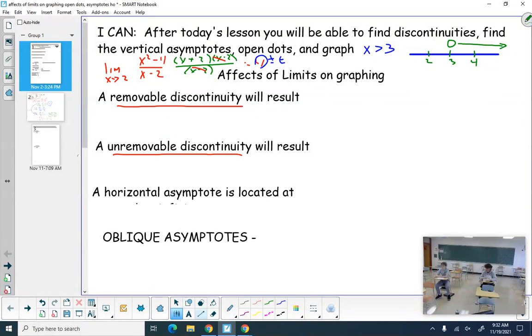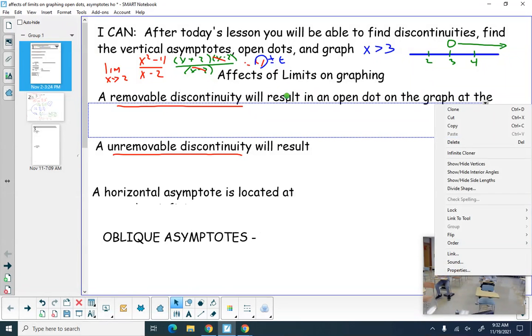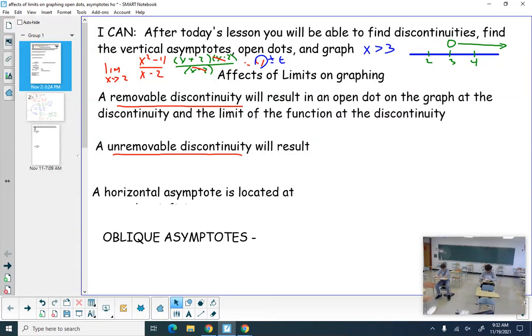Well, what's going to appear when I'm taking a look at my function now, x squared minus 4 over x minus 2? The result will be an open dot. The result will be the open dot on the graph at the discontinuity and the limit of the function at the discontinuity. So you're going to get a limit at the discontinuity, or you're going to take the limit as you approach a discontinuity.